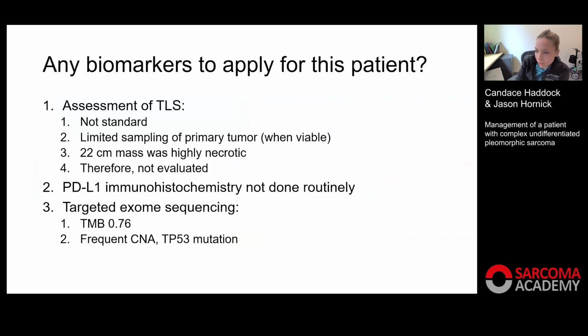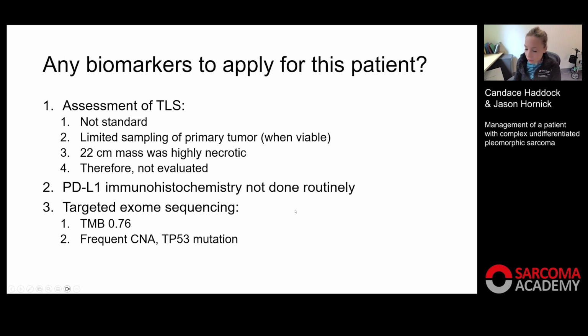So for our patient, did we look for TLS? Unfortunately, we could not. It is not standard. Also, we had very limited sampling of the primary tumor, as you saw from Dr. Hornick, where we showed the overall of the core needle biopsies that were obtained from the primary, and then post-radiation, the mass was highly necrotic. So we could not evaluate for this, nor is it standard to do so.